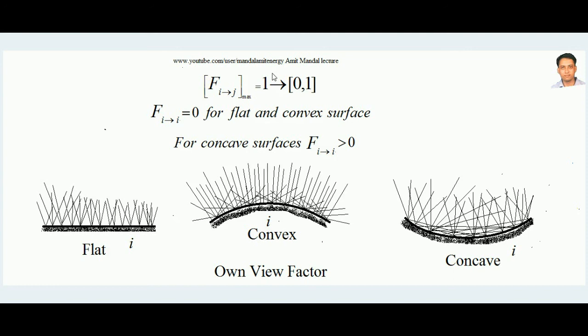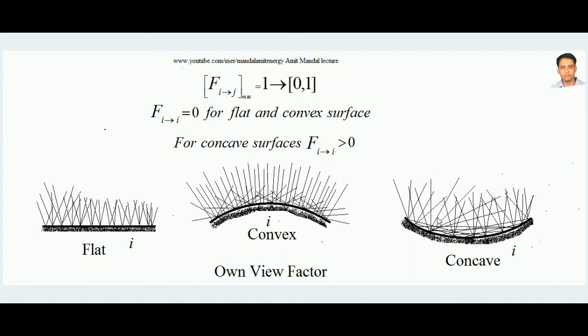Now one thing is there, can a surface have its own view factor? Yes, it could be possible. For example, this is a concave surface. Such a type of surface is called a concave surface. This is a convex surface and this is a flat surface. For the case of a concave surface, the radiations emanating from all points of the surface could possibly fall over its own surface.